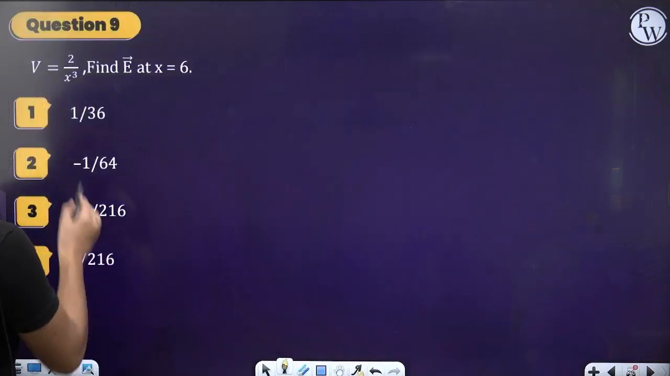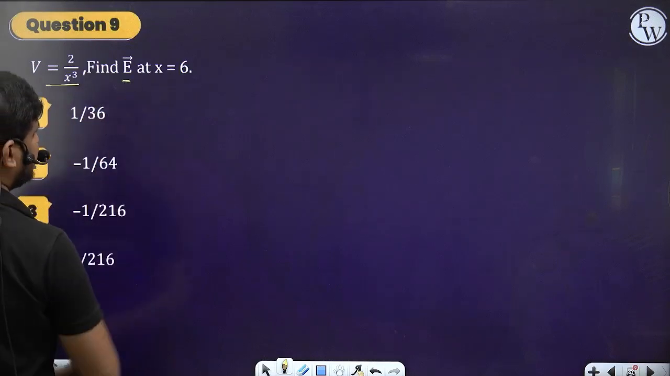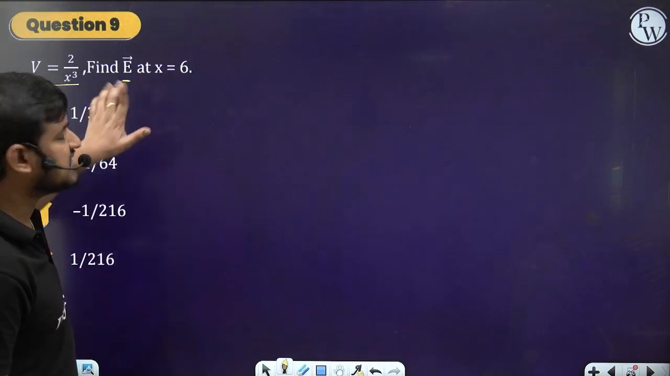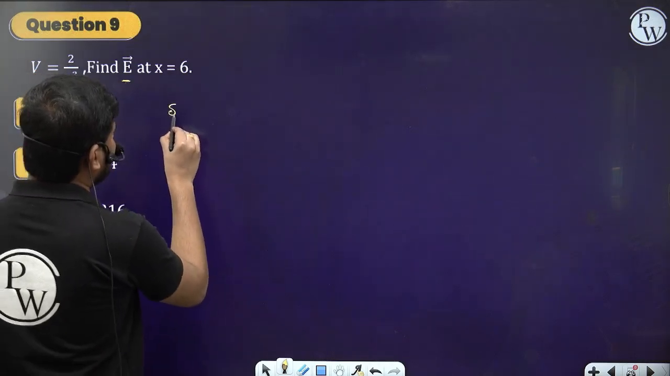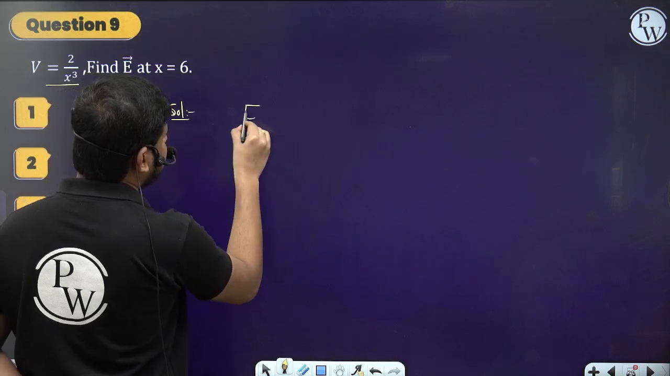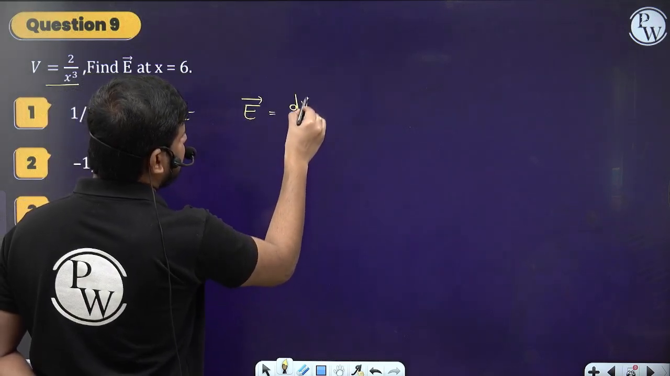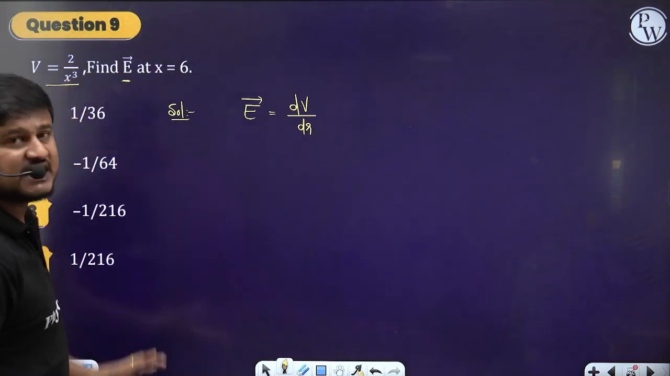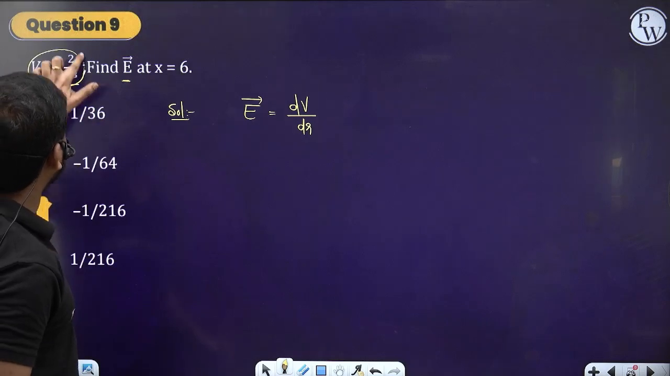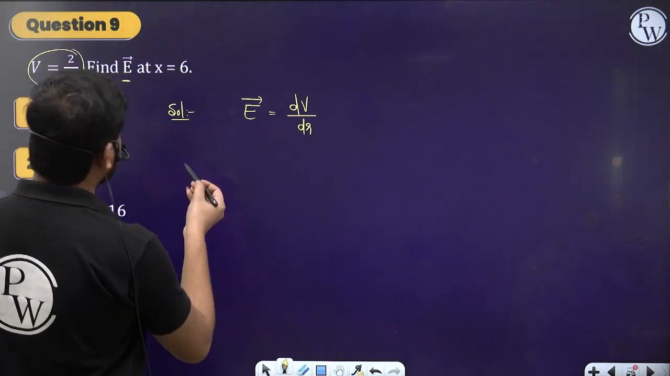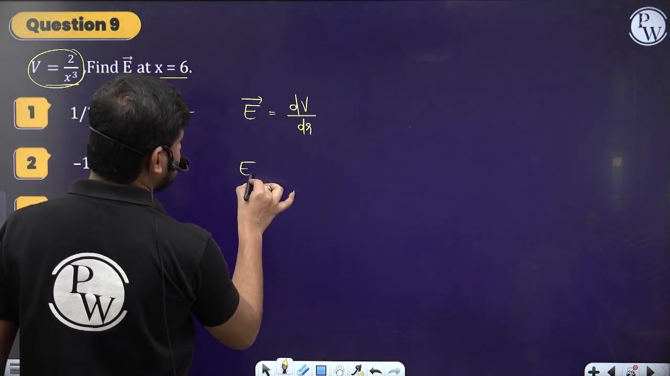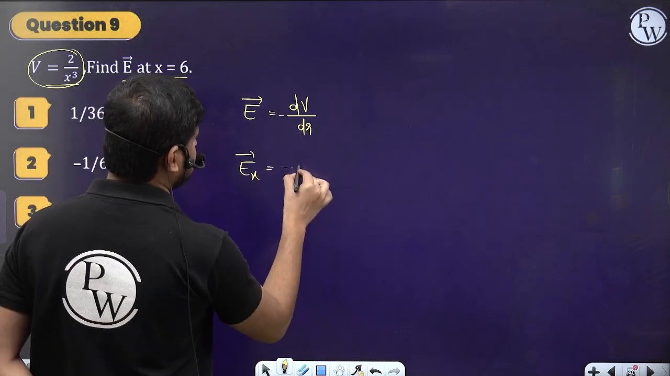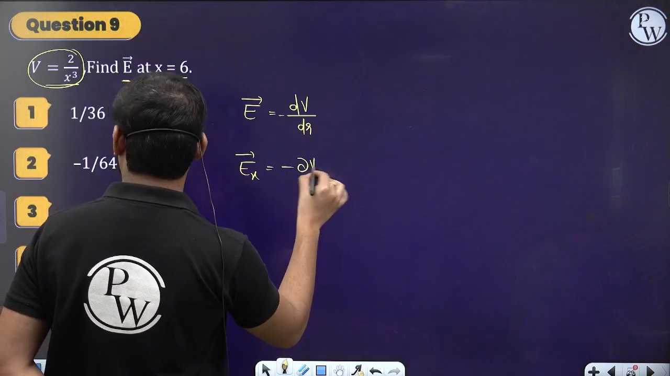So V is equal to 2 by x cube, and find the gravitational field at x is equal to 6. So what they are saying, they gave the gravitational potential and they are asking the gravitational field. So what's the formula we know? The gravitational field can be written as minus dou V, dV by dr. Here the gravitational potential is only given in the x direction. Yes or no? So the gravitational potential is only in x terms. So let's suppose at x is equal to 6 I require. So the gravitational field in the x direction is equal to minus dou Vx by, sorry.